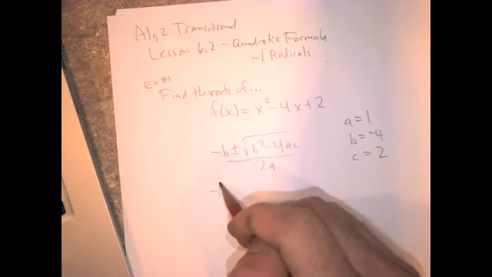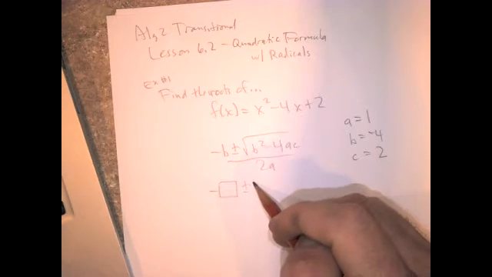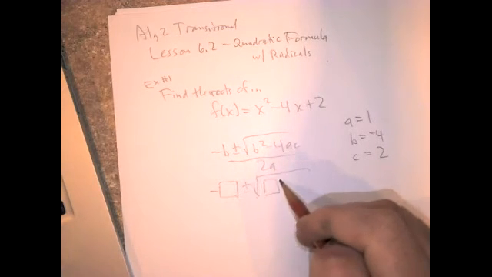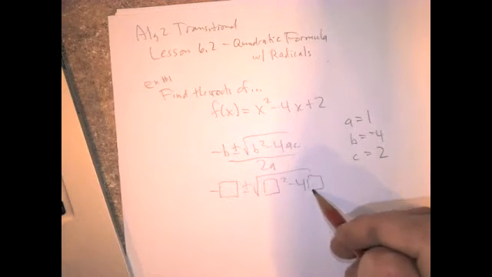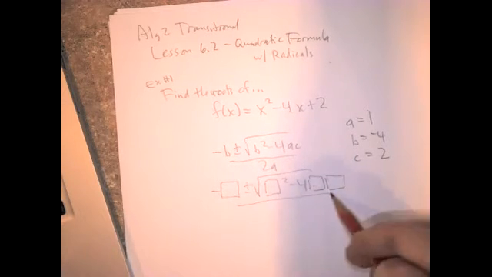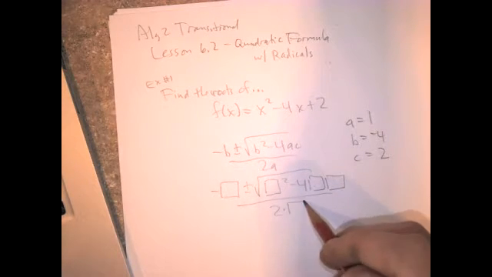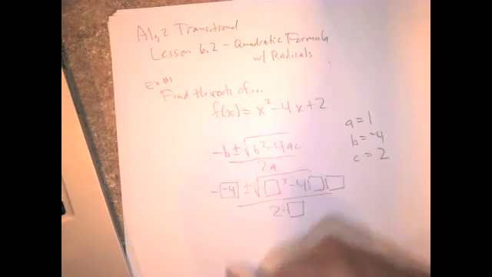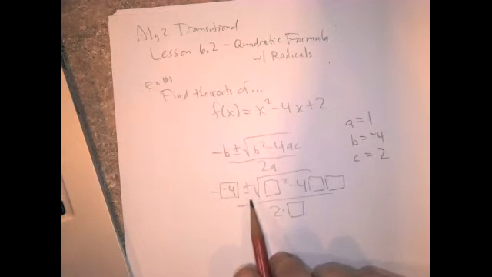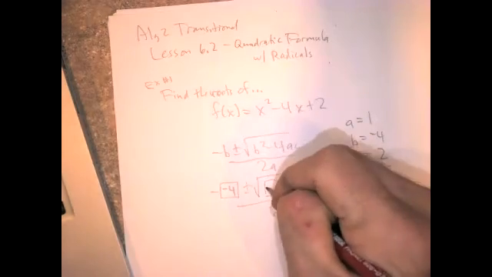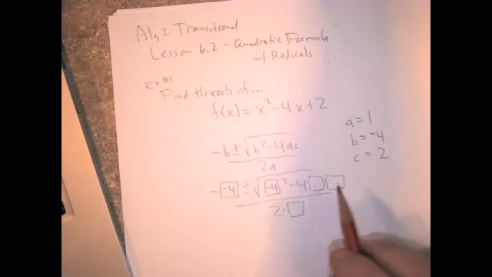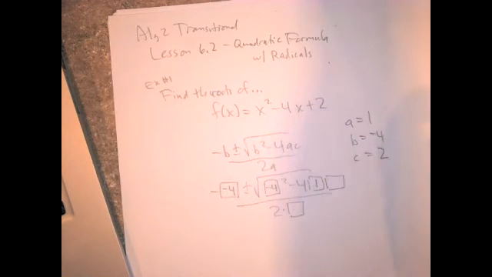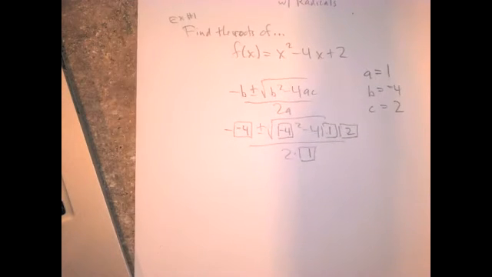And I like to just do this and say, hey, fill in the boxes, just so you don't miss anything. Keep it organized. Okay, so -b. It's that, right? Plus minus square root. B squared, -4 goes there. 4 times A is 1. C is 2. Over 2 times A. All right, that's the same as what we've done before.